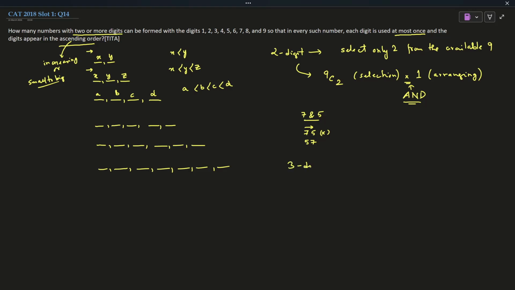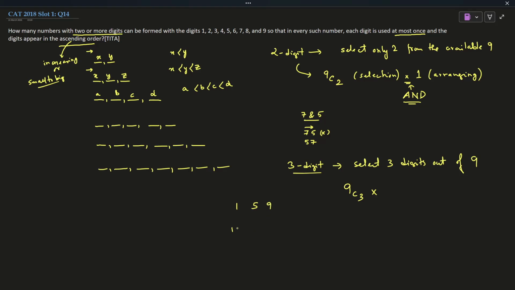Similarly, if I take a 3-digit number, I have to select 3 digits out of 9 digits. So this can be done in 9C3 ways. This is the selection. After selecting the 3 digits, you must arrange them as well. Selection and then arranging, so multiply. Now in how many ways can you arrange the numbers in ascending order?